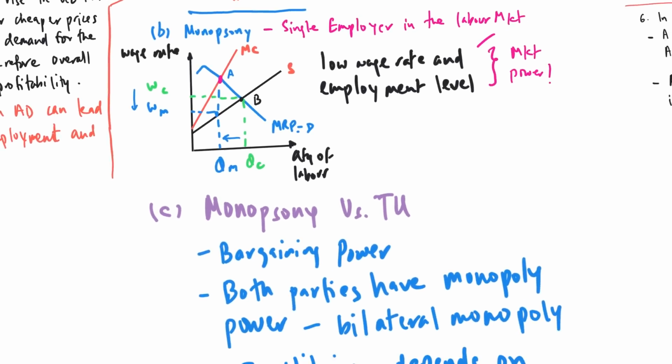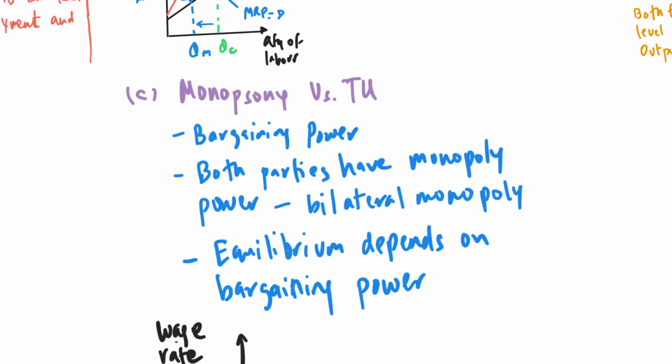Then comes what we call a bilateral monopoly, where a monopsony is up against a trade union, and as we say, the ultimate equilibrium depends on the bargaining power. Whoever is more powerful will determine the wages.